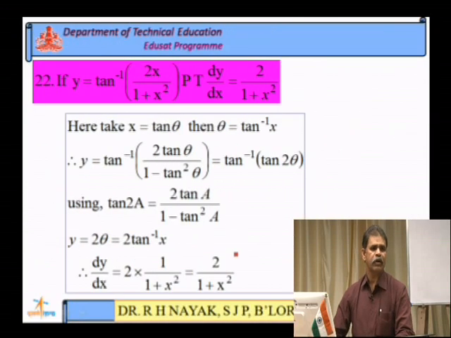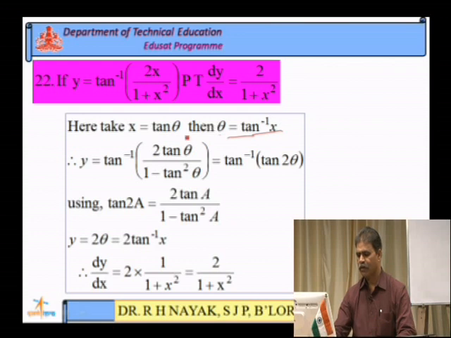A similar problem is worked out on tan. So, let the problem be y is equal to tan inverse of 2x divided by 1 minus x square. Prove that dy by dx is what? 2 divided by 1 plus x square. Again we have to take x is equal to tan theta, therefore theta becomes what? Tan inverse x.